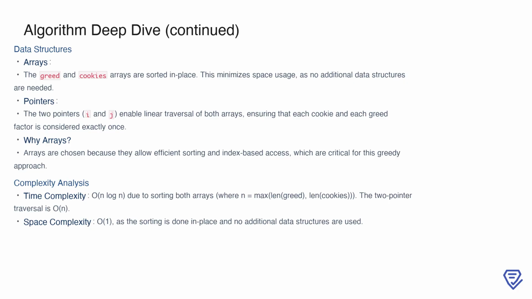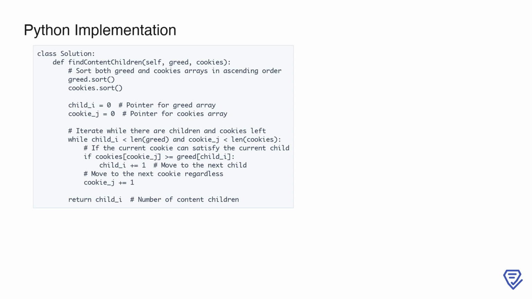Space complexity is O(1), since we sort the arrays in place and do not use extra memory-intensive structures. This combination of efficiency in both time and space makes the algorithm an excellent solution to the problem. This Python solution tackles the LeetCode problem number 455, Assign Cookies, by implementing a greedy algorithm. The goal is to maximize the number of children who can be content with the given cookies.